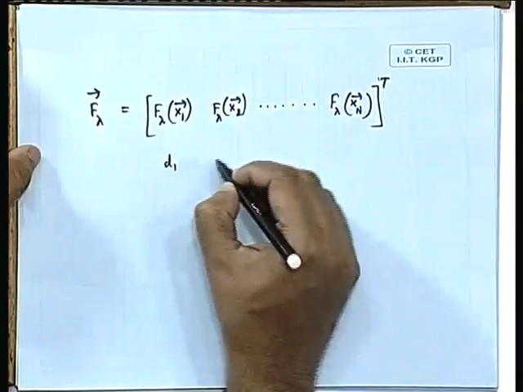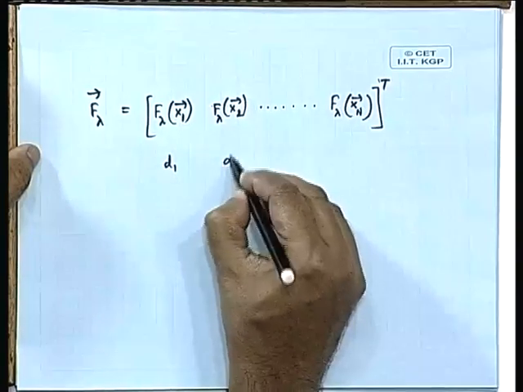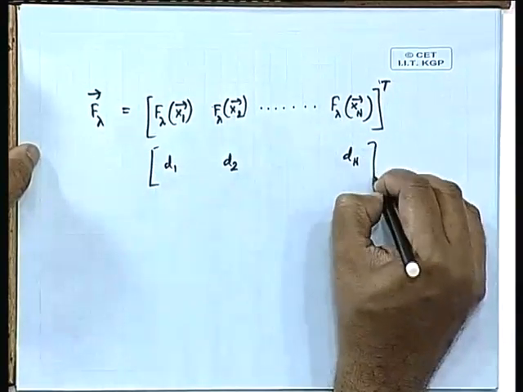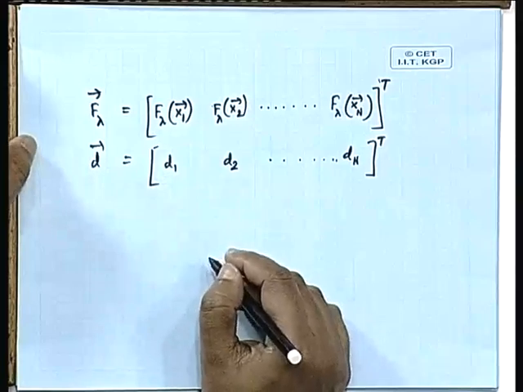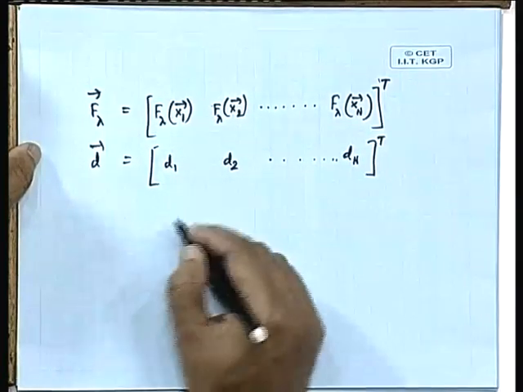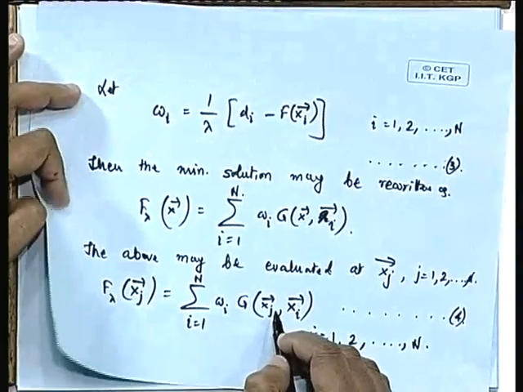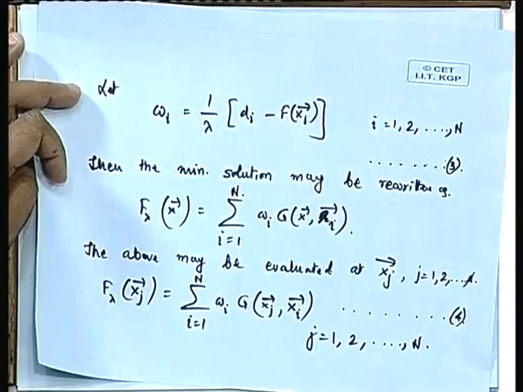And likewise, we have the desired outputs. For the pattern x1, the desired output is d1. For the pattern x2, the desired output is d2. For the pattern xn, the desired output is dn. Now I can write everything together in the form of a vector and call this the d vector. And now you see that I have this Green's function, and here it becomes g of xj comma xi. So I can have n different centers to this Green's function, and this can be evaluated again at n different points.